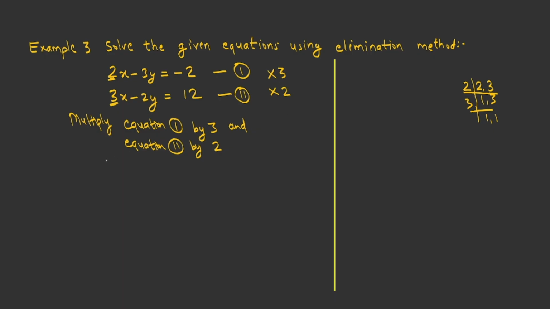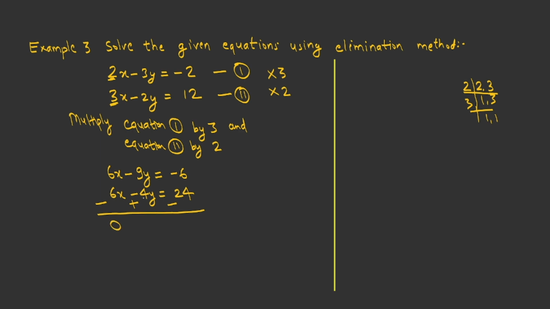So it means you will multiply equation 1 by 3 and equation 2 by 2. So when you will multiply, what you will get? You will get 6x minus 9y is equals to minus 6, and here also 6x minus 4y is equals to 24. Now you can see 6x and 6x both are equal. So to remove x, we will subtract them. So it is plus 6x, it will become minus 6x, minus 4y will become plus 4y, and positive 24 will become negative 24. 6x minus 6x will give you 0.